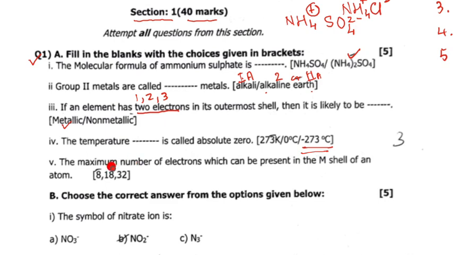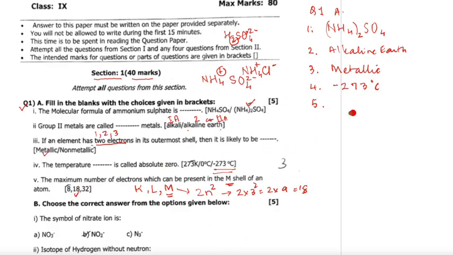We come to the fifth subpart, the maximum number of electrons that can be present in the M shell of an atom. Now M shell, remember your first shell is K shell, then L and then M, which means M is your third shell. Third shell will have the formula 2n square giving us 2 into 3 square, which means 2 into 9, which is 18 electrons. So our answer is 18 electrons. So that finishes our first 5 marks.